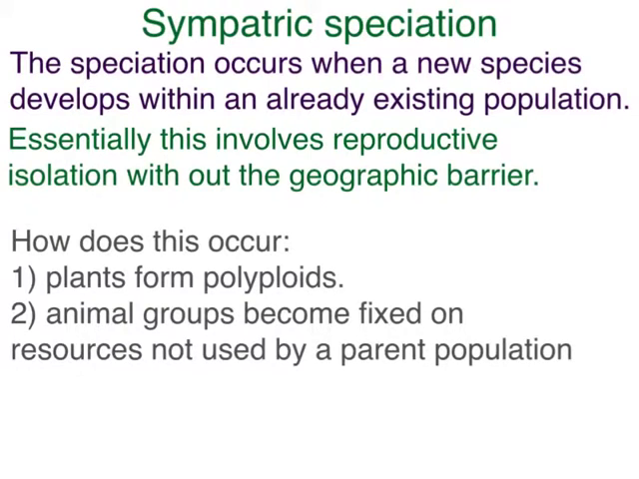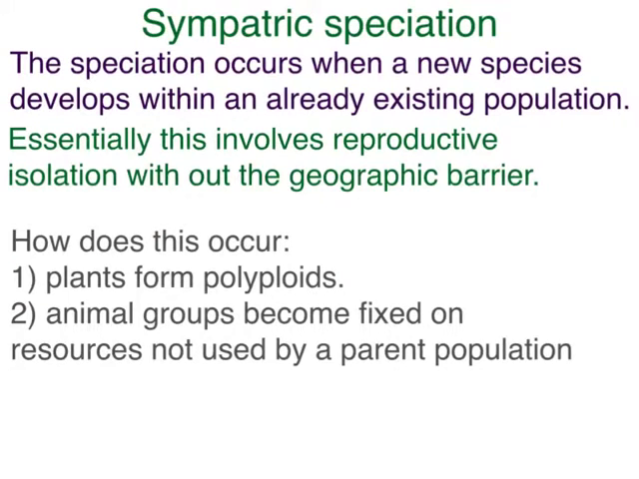How would this occur? The most common example in plants is when plants form polyploids. Now, polyploids, if you think back to our discussions on mitosis and meiosis, we know that gametes are haploid, organisms are diploid. Well, a polyploid is when an organism has more than 2 sets of chromosomes. So imagine a human that had more than 2 sets of chromosomes. Now that human probably wouldn't live.